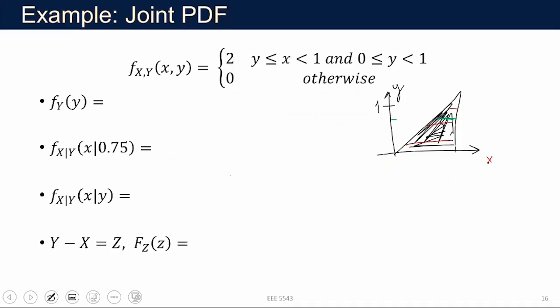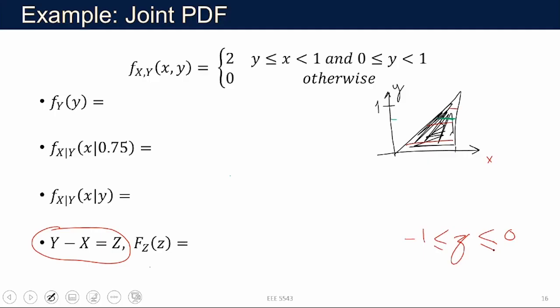So frequently, we might want to have a derived random variable that depends on 2 other random variables. For this one, for example, we have y minus x is a random variable. So we'd like to find the cumulative distribution of z. In order to find this, let's first consider the limits of z. What are the possible values that z takes? Because y is from 0 to 1, and x is between y and 1. So it means that z is between negative 1 and 0.